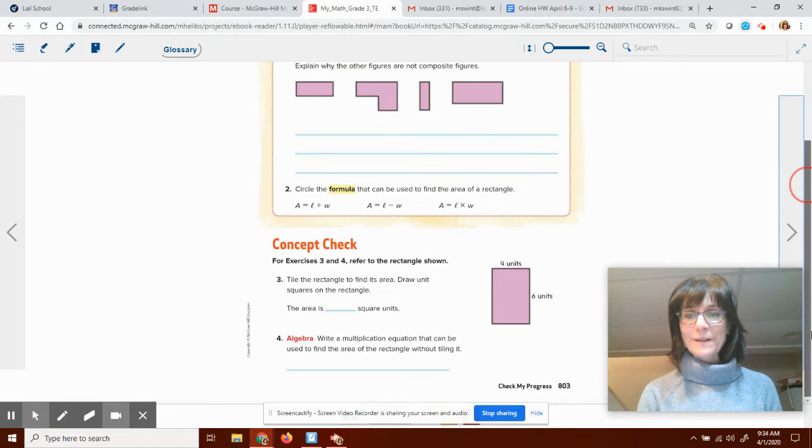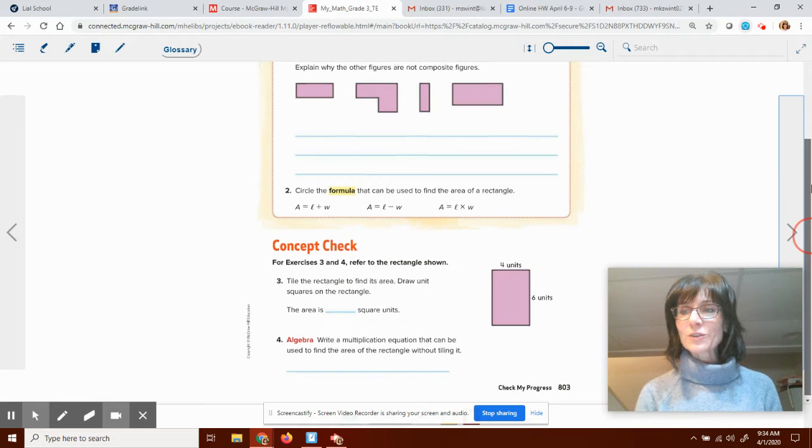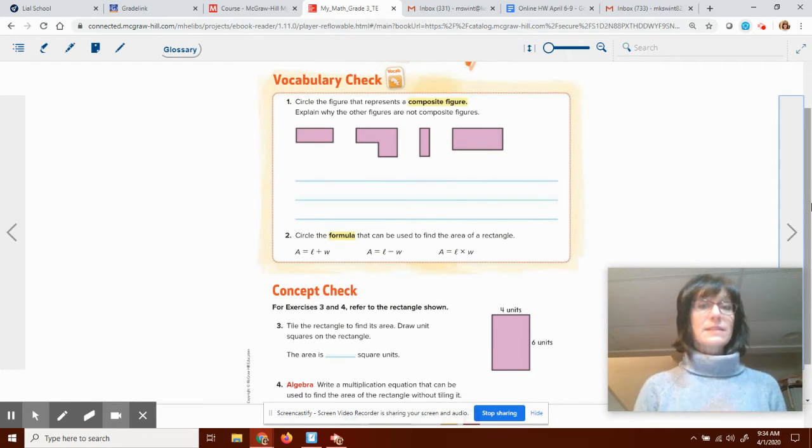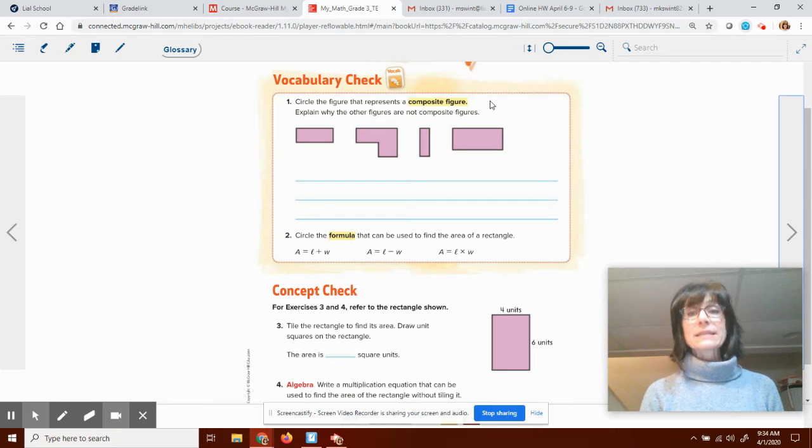All right. Enough with the silliness. Let's get down to work. I need you to turn to page 803 in your book. Under the check your progress, it starts out with a simple vocab check. It says, circle the figure that represents a composite figure. Explain why the others are not composite figures. Well, let's take a look, my friends.